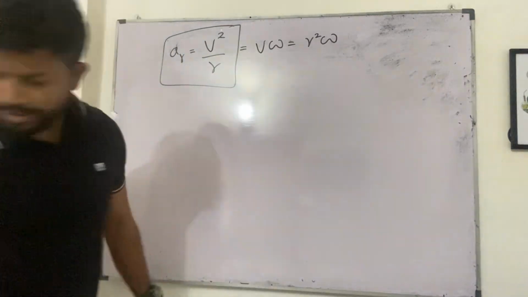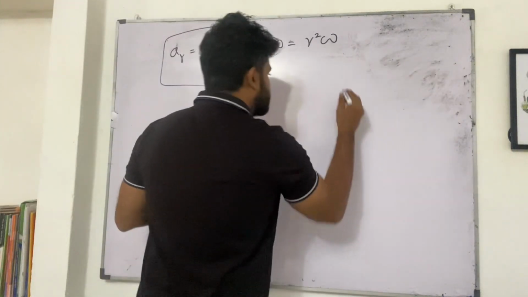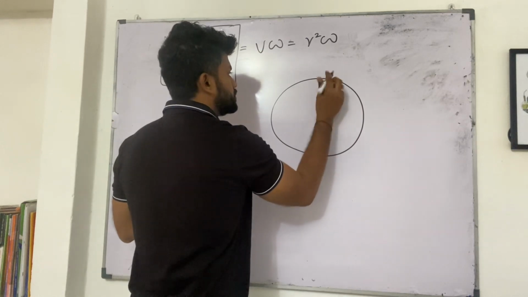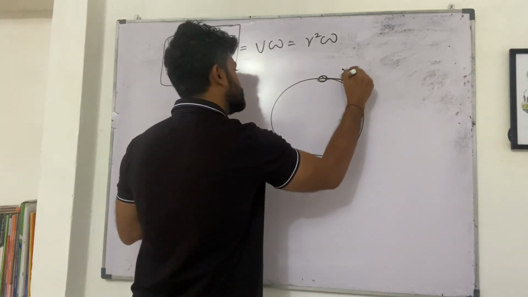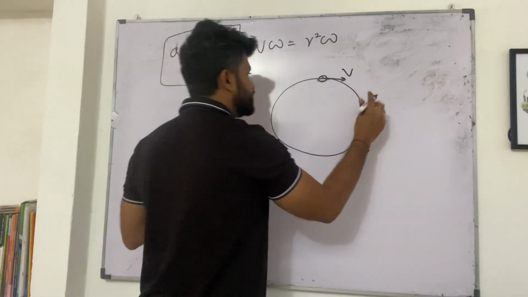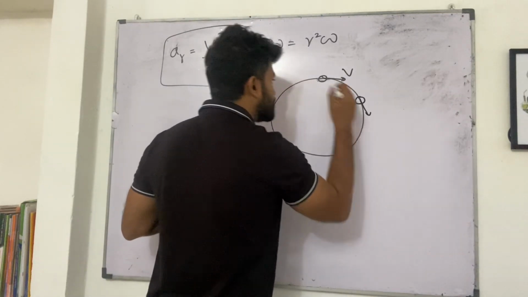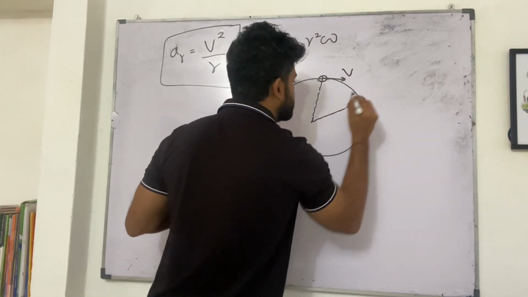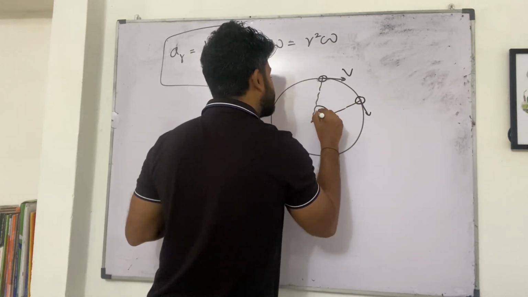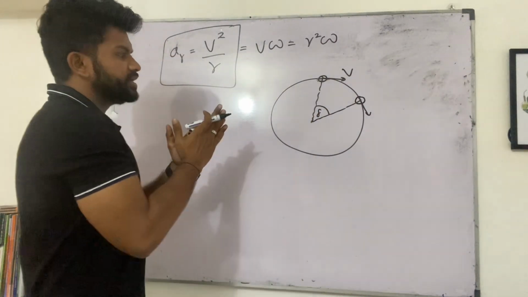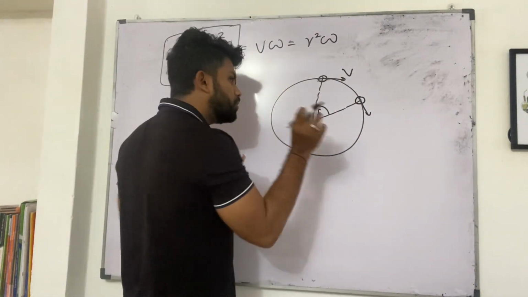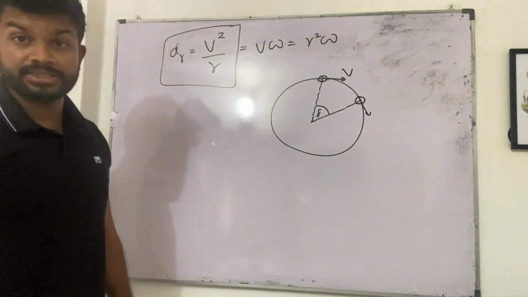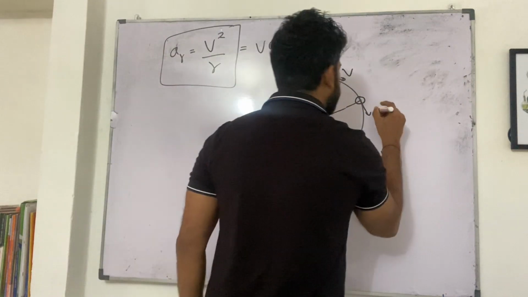Now, let us take the previous moment of the object moving in a circular path. I'm going to take the angular displacement after some time as delta theta. I'm considering a very small instant, so delta theta is a very tiny angle. This is v and this is v.